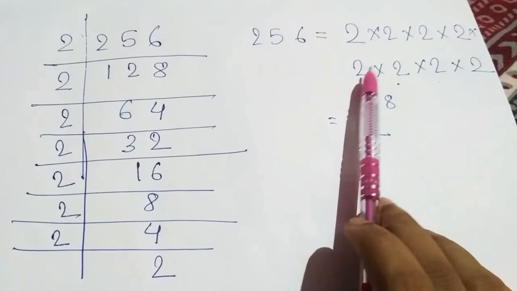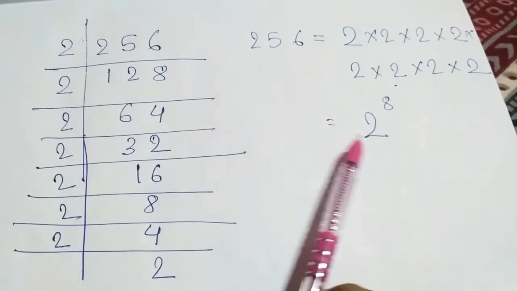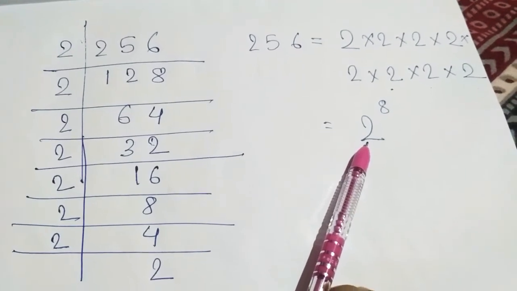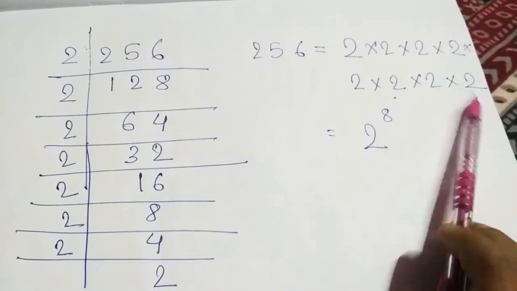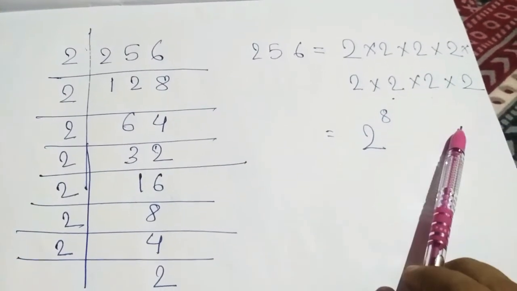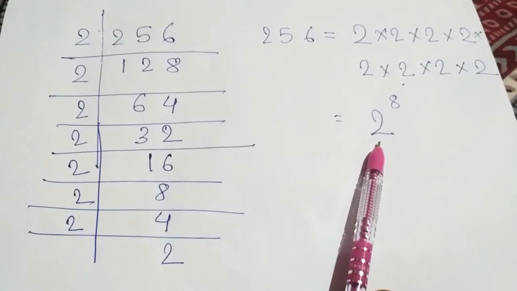So you have to see which number is repeating, what its factor is. So its factor is 2. I write here 2. How many times is it repeating? It is repeating 8 times, so 8 as an exponent. Okay, so this is exponential form.